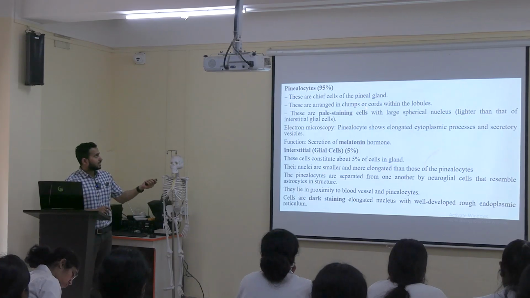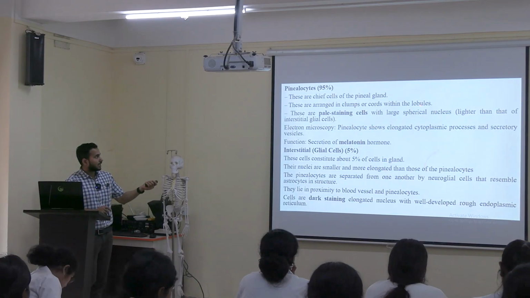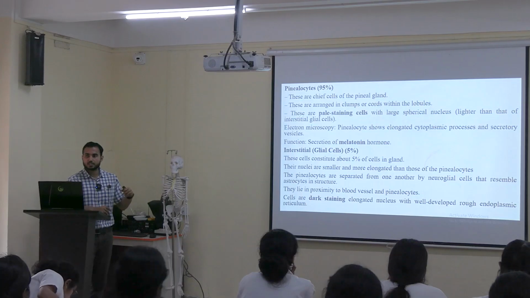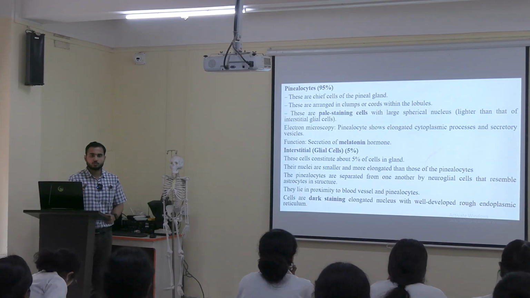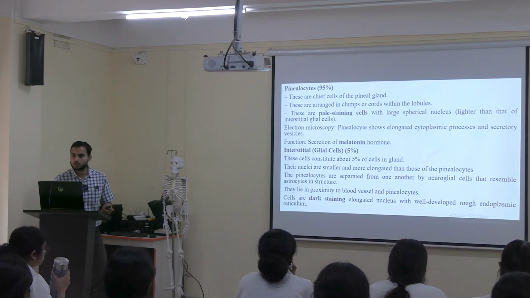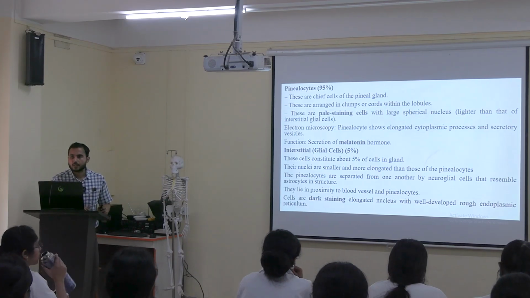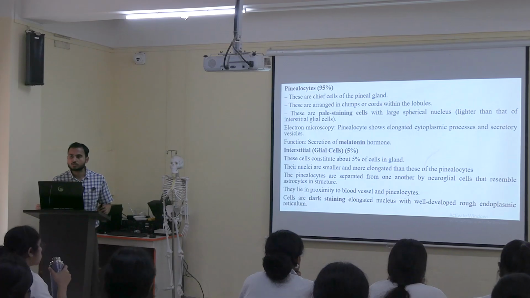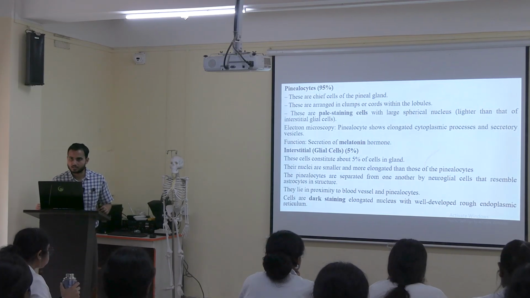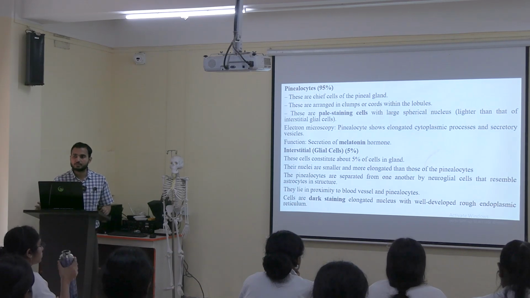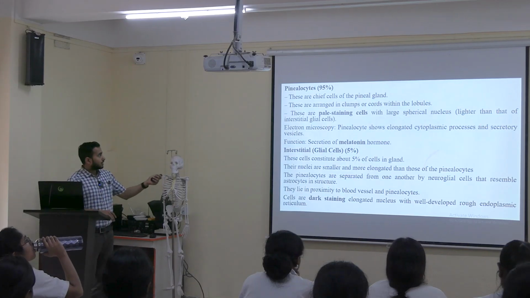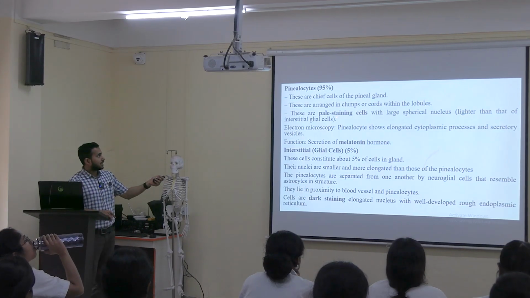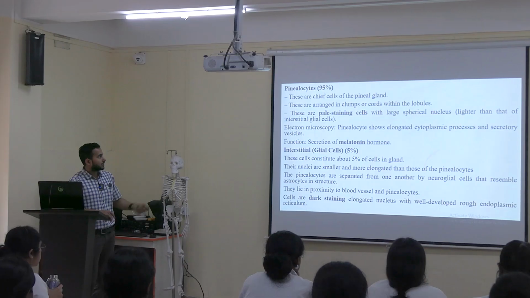Now these are arranged in clumps or cords within the lobules. First of all I have mentioned that septa are there, incomplete lobules are there. If you take one particular lobule, what will be seen? First of all you will be able to see two different types of cells. What are those two different types of cells? Pinealocytes and interstitial cells. Interstitial cells only 5%, pinealocytes 95%. So what will be the appearance of pinealocytes? Pale staining cells with a spherical nucleus.